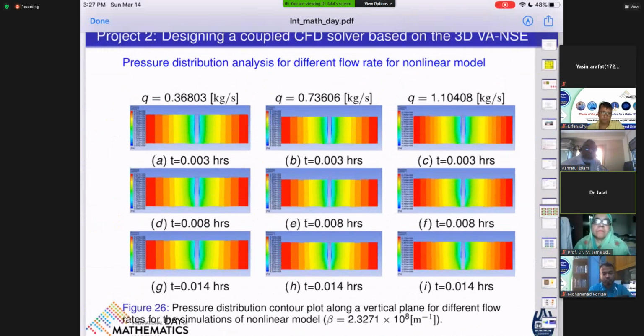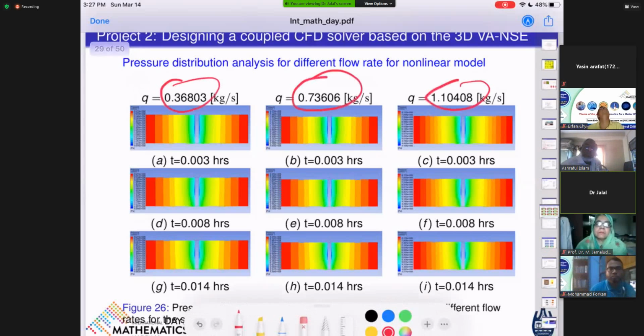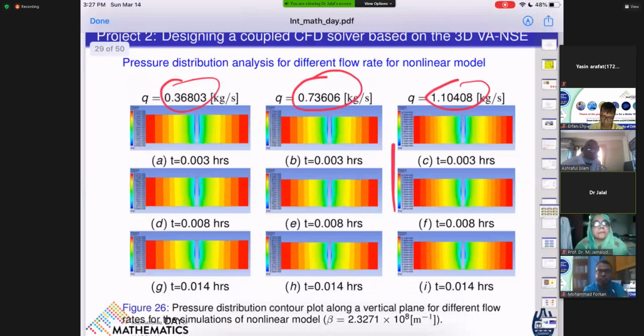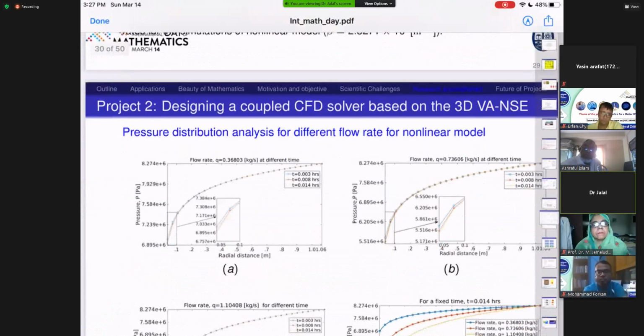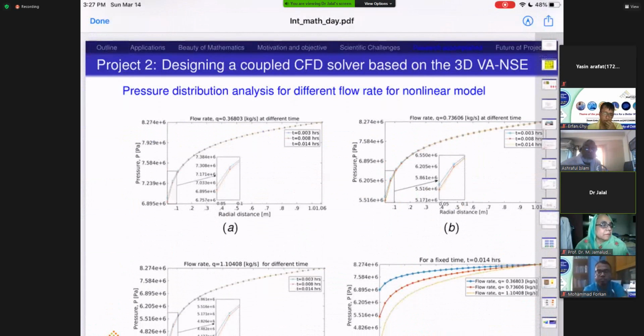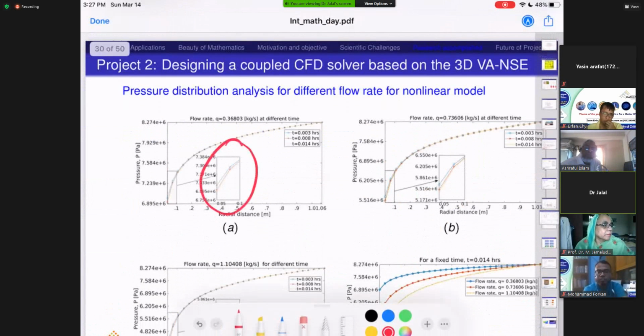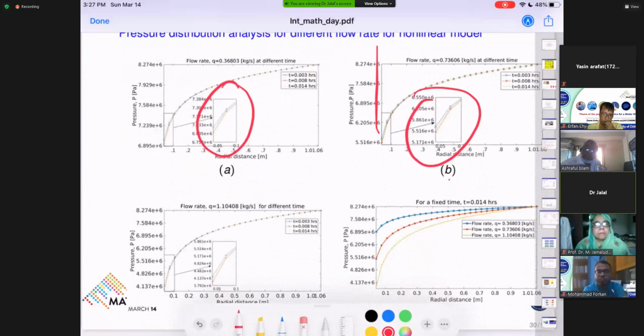Now this is the pressure contour I am showing for three different flow rates. If time changes, pressure is also changing, but how? Looking at this figure, it is difficult to understand how pressure is changing. So I have to analyze this pressure drop by analyzing the result. If I zoom in here, it is visible how pressure is going.